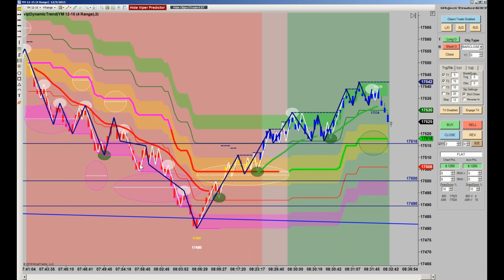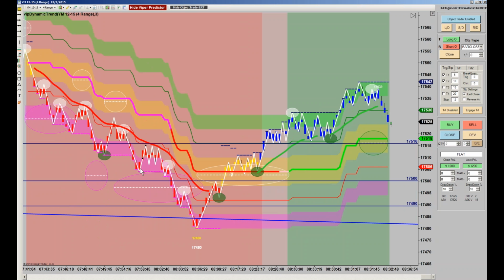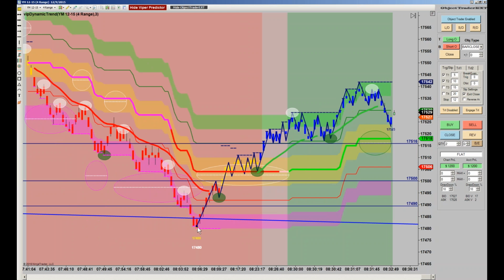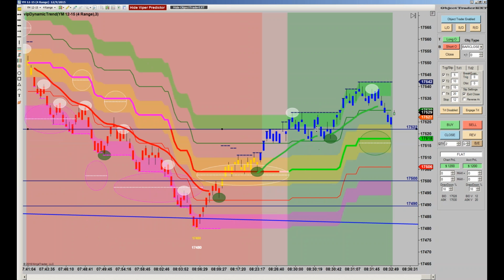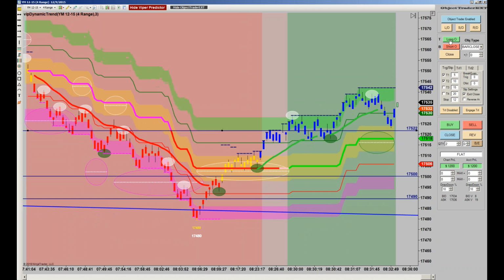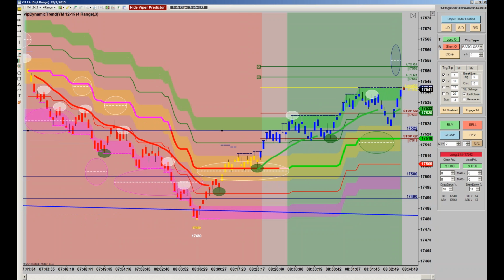Let's get rid of lightning. Hopefully I can catch this trade. Let's see if we can. Get rid of lightning. I think I just missed it. See where it came right down to there? Well, I for sure missed that one.